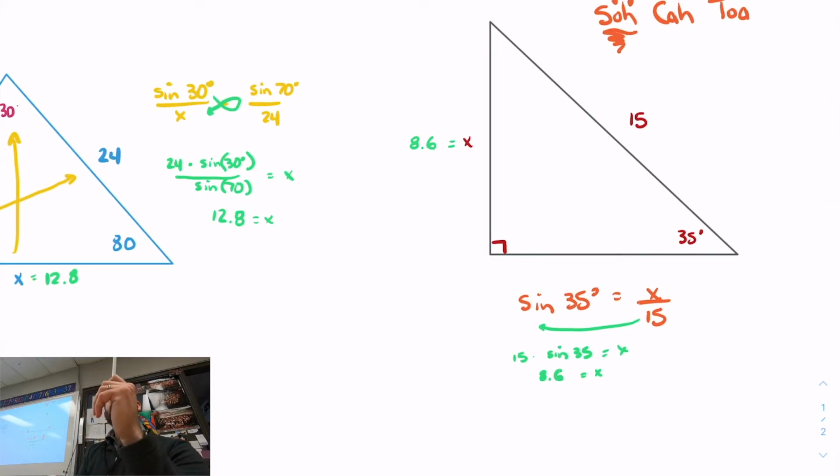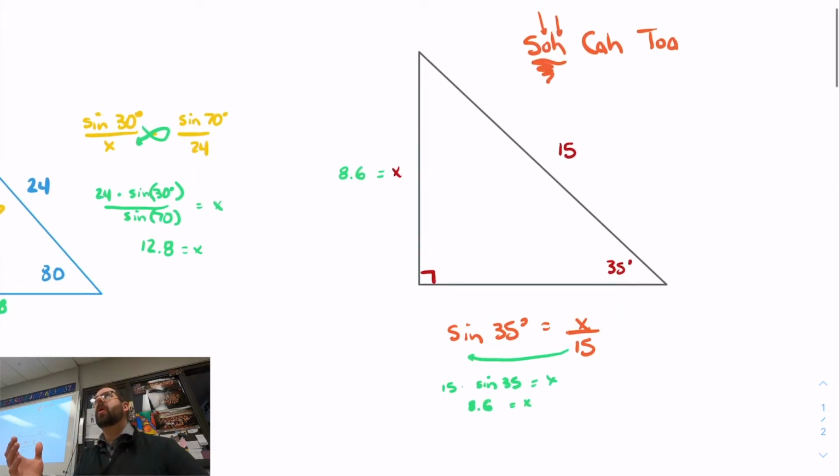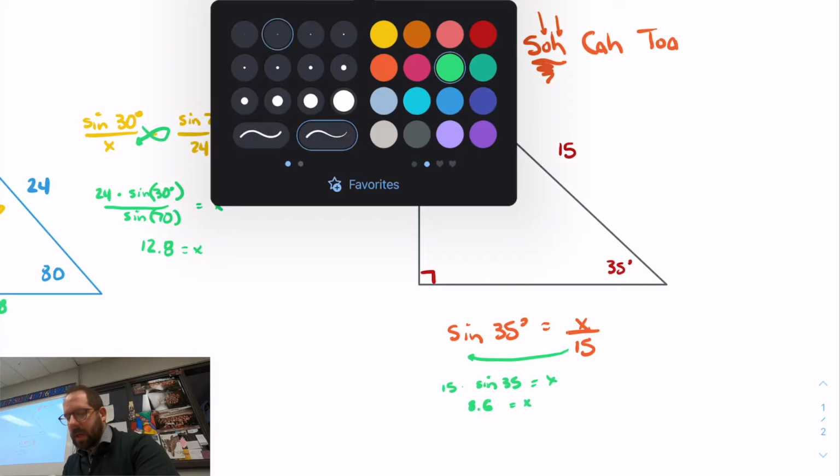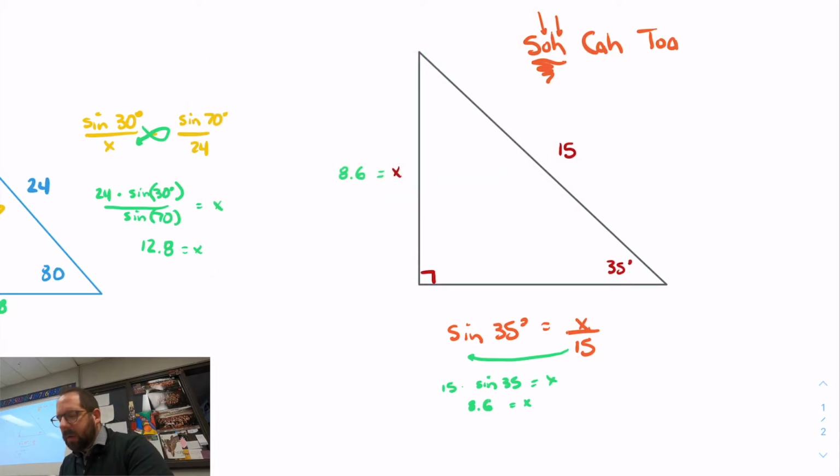Now, if you don't like doing SOHCAHTOA stuff, and this is what I was trying to get at over here, you could have done the law of sine on this problem and it would have worked out to be the same 8.6. Just to prove my point, I'm going to do it for you. So, sine of your angle over its opposite wall.